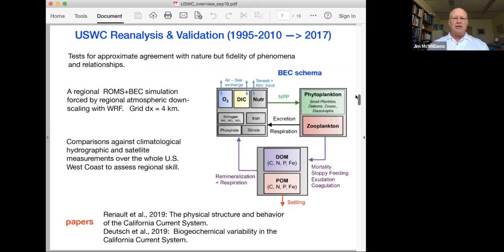The diagram here is an indication of the type of ecosystem scheme that we're using. It's in the category of more complete standard biogeochemical simulation models, obviously limited in the completeness of its trophic level depiction. That topic will come up more later. Below are listed the two primary papers currently in review, reporting on the results of these simulations and the validation exercise. Now, let me say a little bit about validation.